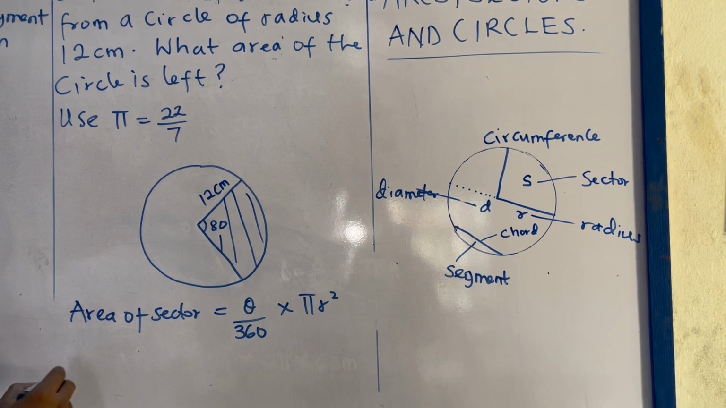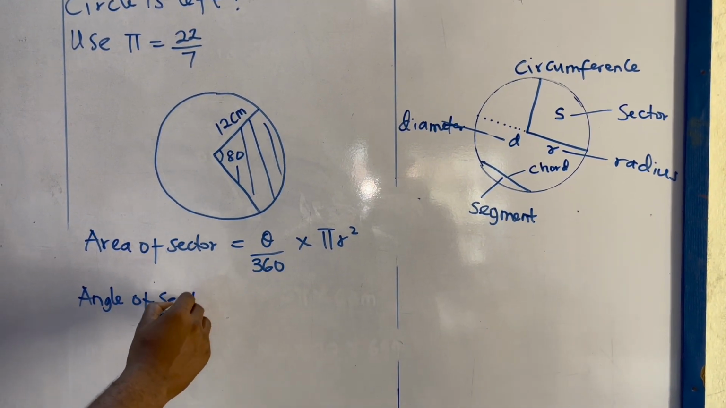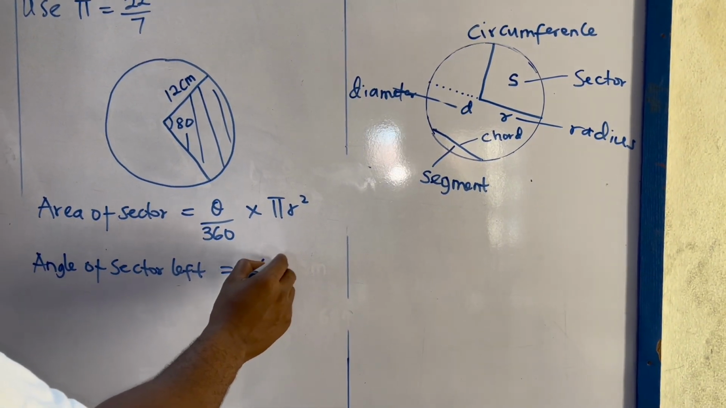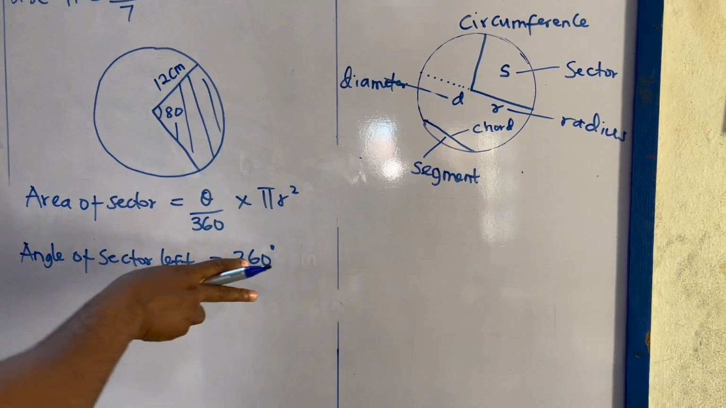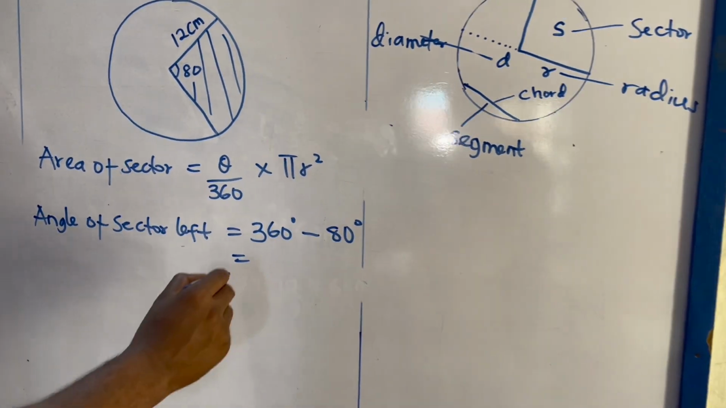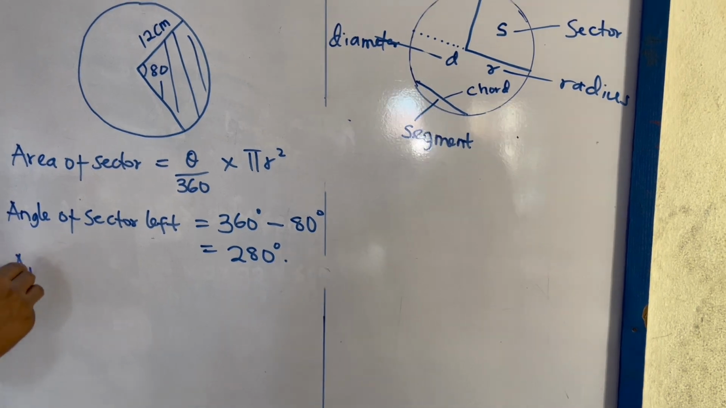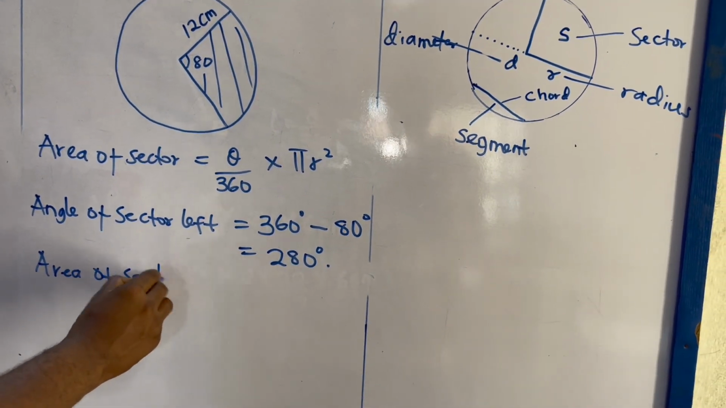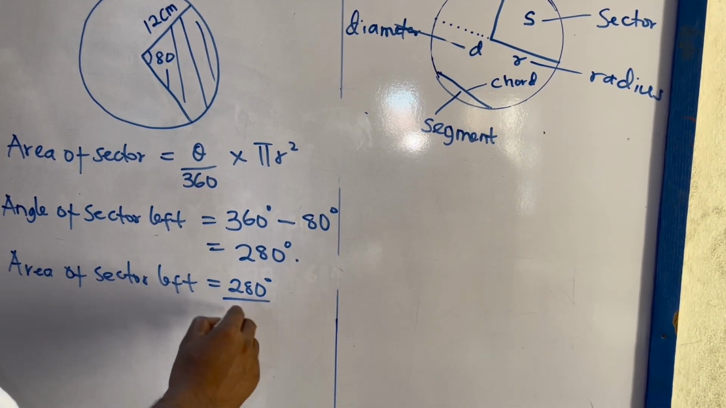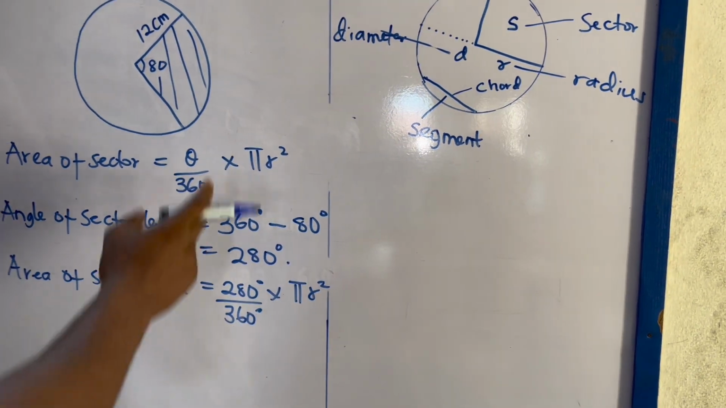Now the angle of the sector left will be from 360 degrees, because the angle of the circle is 360 degrees. So 80 degrees has been taken off. So 360 minus 80 will give us 280 degrees. So to calculate the area of the sector left, that will give me 280 degrees over 360 times pi r squared, from the formula we have.